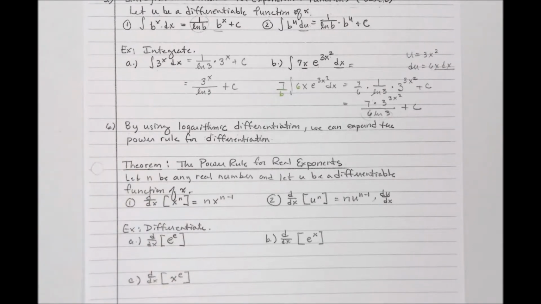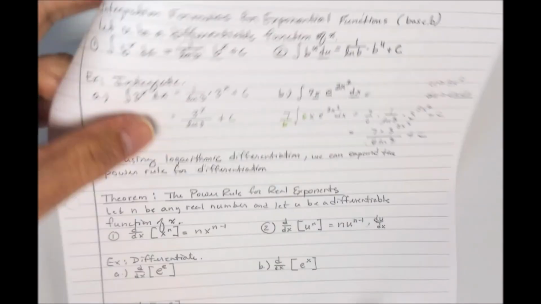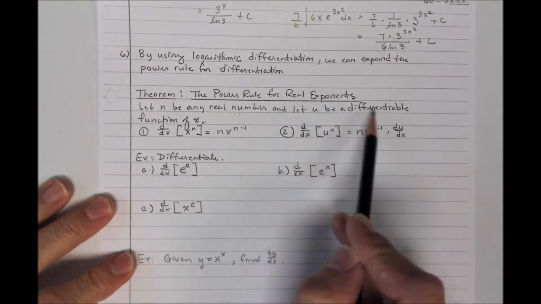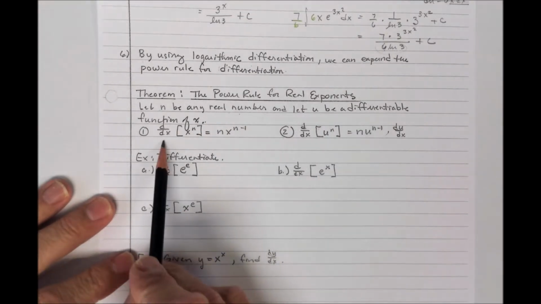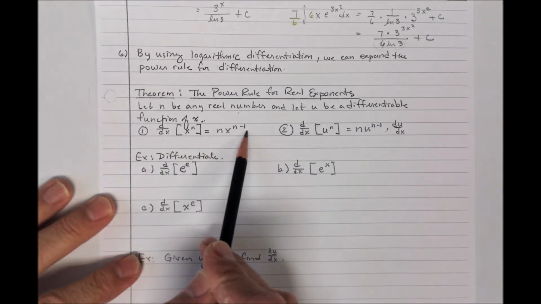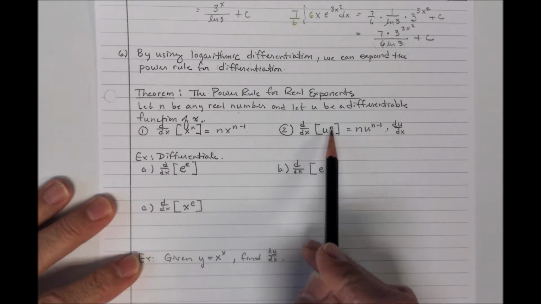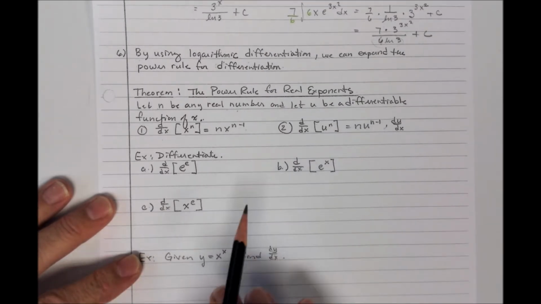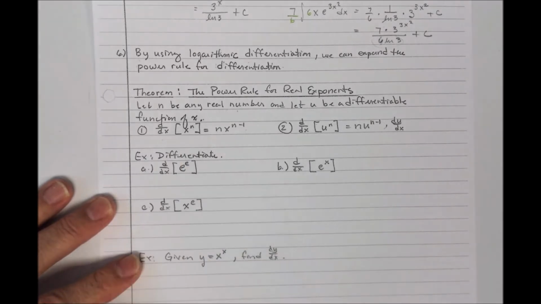All right, now, because of logarithmic differentiation, we can expand the power rule that we had at one time was limited to just rational numbers here. We can allow it to be irrational numbers as well. Let n be any real number, let u be a differentiable function of x. The derivative with respect to x of x to the n is nx to the n minus 1. And the derivative with respect to x of u to the n is nu to the n minus 1 times du dx. So it doesn't matter even if we have an irrational exponent.